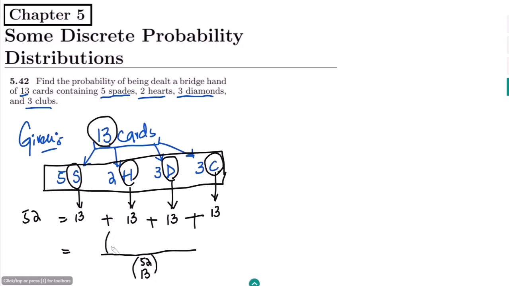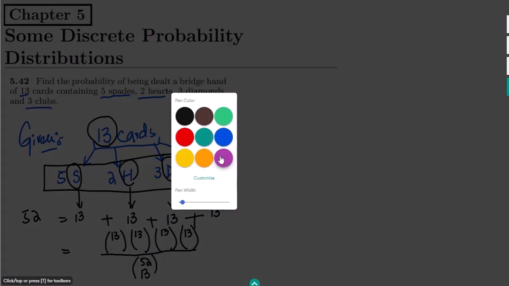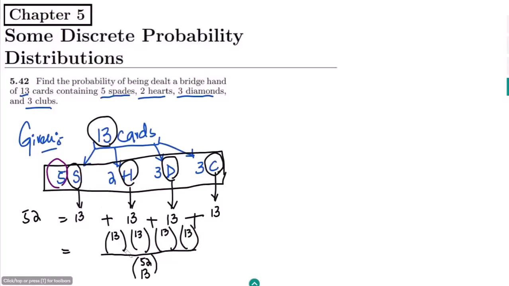Okay, and the first combination is the spades and the total number of 13 spades. Similarly, second one are hearts, 13 are hearts. Third one are the diamonds, 13 diamonds, and the last one are the clubs, so 13 clubs as well. So out of them I have to select what, let me use this color. From 13 I have to choose 5. Out of these 13 hearts we have to select 2. Then 13 diamonds, we have to select 3, and from 13 clubs we have to select 3 as well.